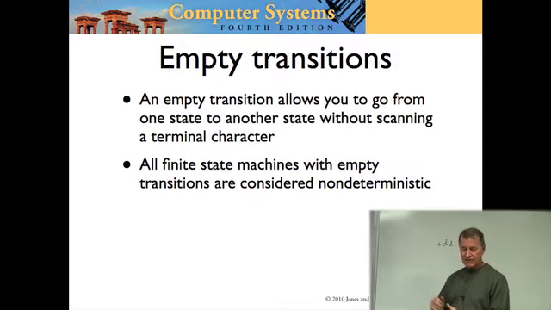And one little side note here also. All finite state machines with empty transitions are considered to be non-deterministic. And why is that? That's because if you're at a state and there's an empty transition from that state, you can always choose to do what? Either take one of the other transitions and scan the next character, or take the empty transition and not scan. So that's basically a choice. You always have a choice when you have an empty transition.